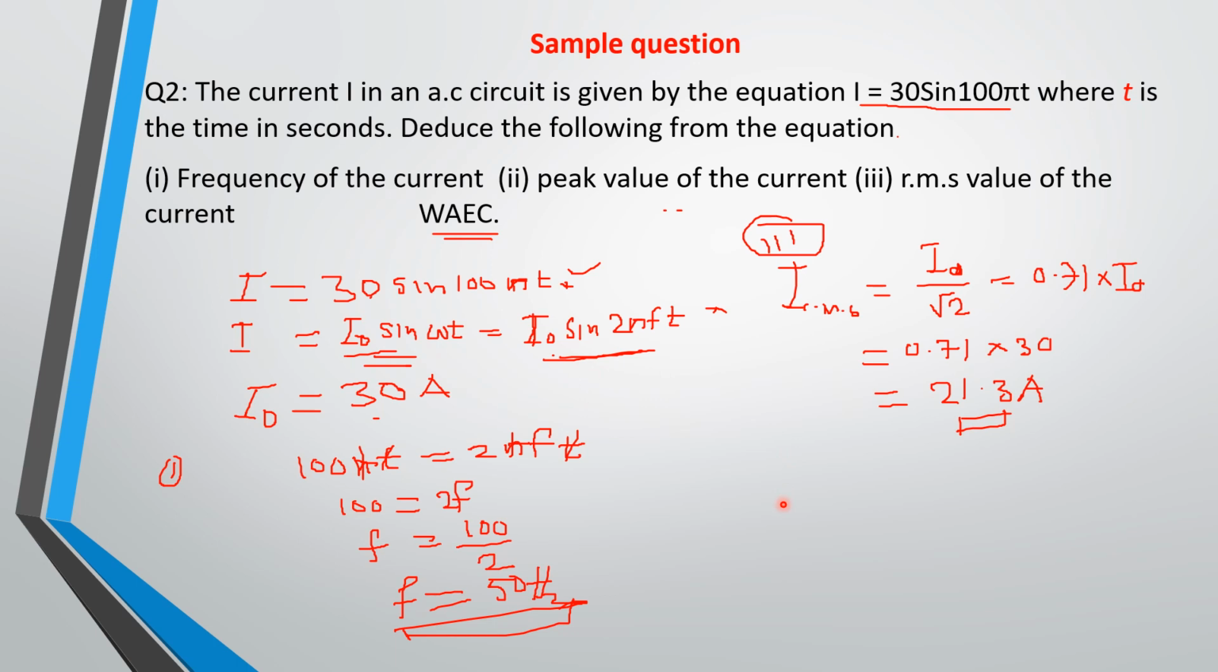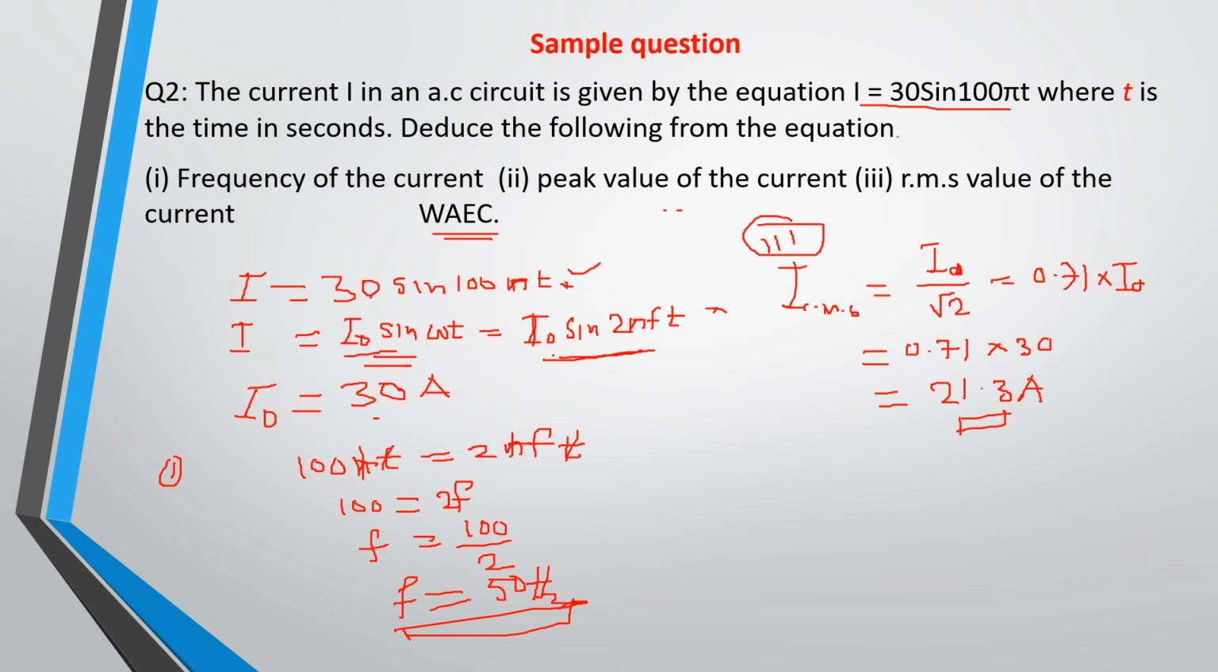So you can see that the questions are not really that difficult, but you really need to understand them. This is the peak value of current, and this is where you relate the two equations together to get your frequency, and then you use this equation to get your root mean square value of the current. I hope this is clear and understood.